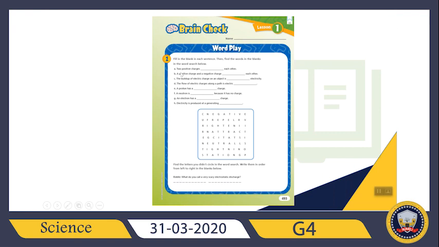Number 1. Two positive charges space each other. Two positive charges making what? Repel or attract? They are like charges, similar. So yes, repel each other. So where is repel here? Let's search where is repel.